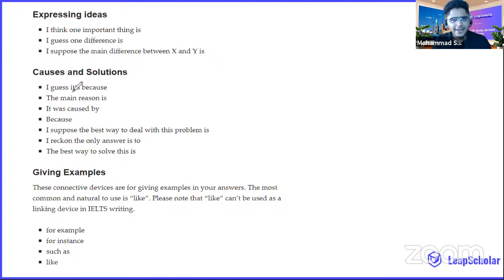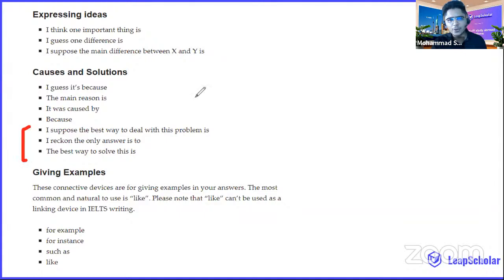Okay. Here, guys, again, this is about causes and solutions. How can you talk about causes? I think the pollution is increasing because of over usage of fossil fuels, something like this, right? We can use because, it was caused by, they all are used to give causes. Okay, causes means reasons.